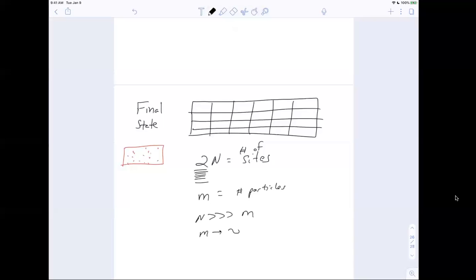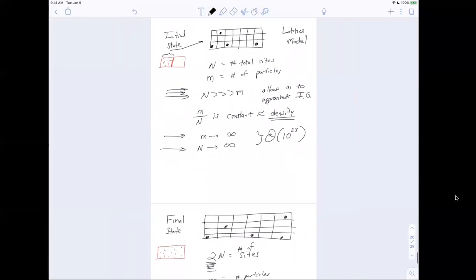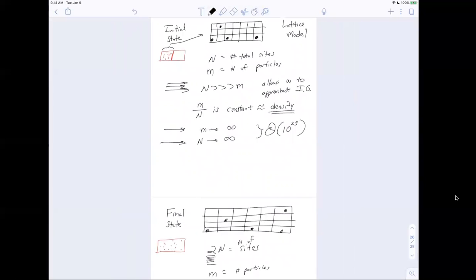M goes to infinity, n goes to infinity, but m over n is a constant. So those are the same things. The only difference is now we have more sites. So we can put our particles here, same number of particles, etc., and you can fill them in. Right, so here are the two states. Our initial is up here where we have n, and then the final is where we have 2n sites.